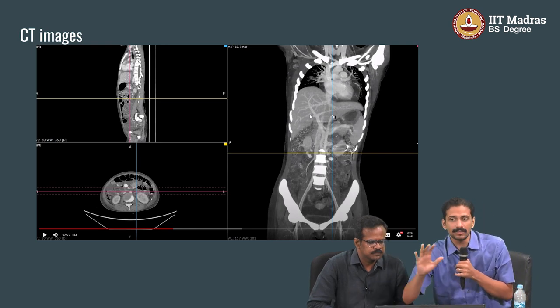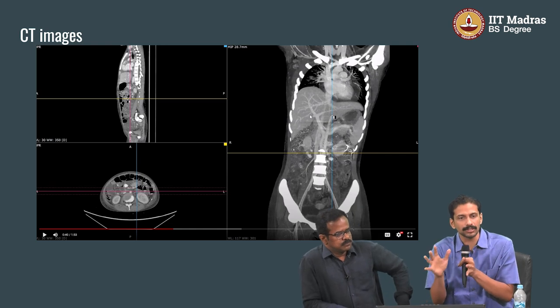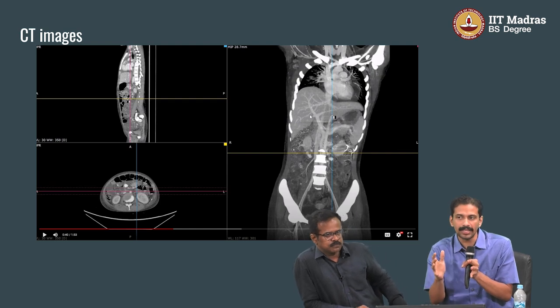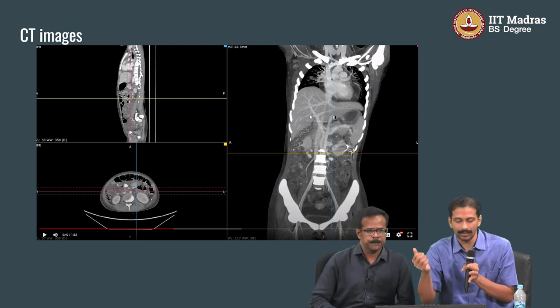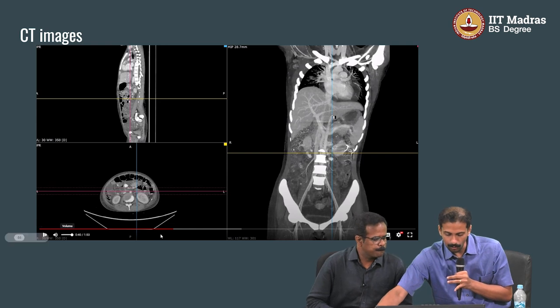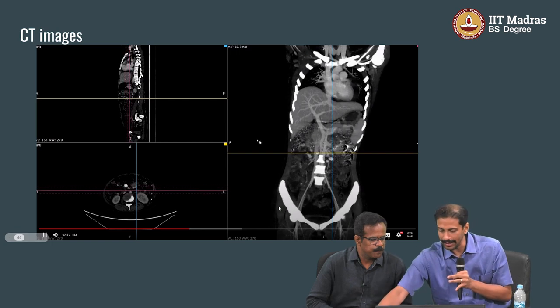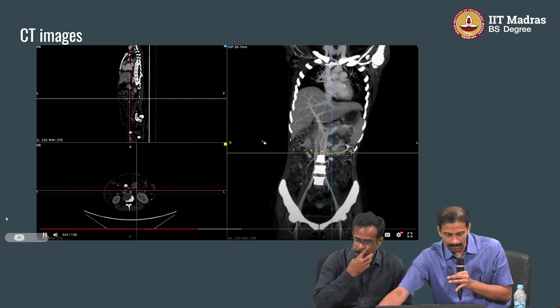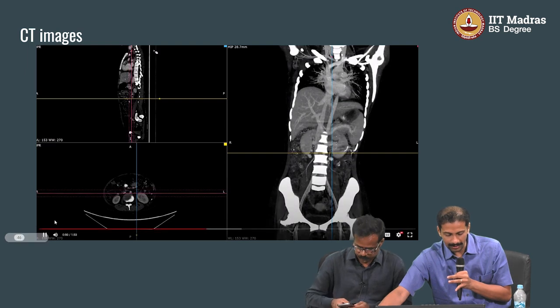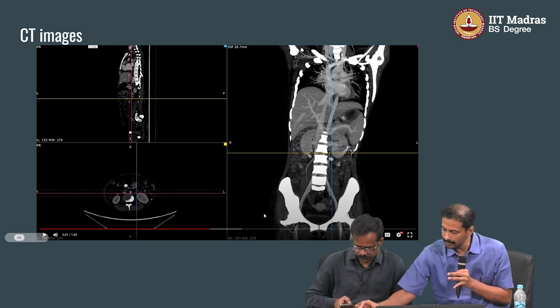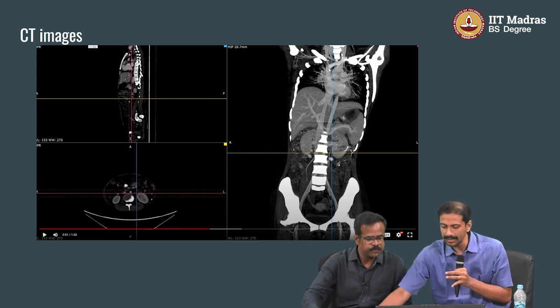But the purpose of these post-processing methods is this: you have the image in your hand, but you want to post-process it in a way that highlights something better. In this particular case, I wanted to look at the vessels properly. Same data. But when I did this maximum intensity projection, I can nicely see the blood vessel, heart. This is the portal vein. This is the aorta. So we can nicely see that.